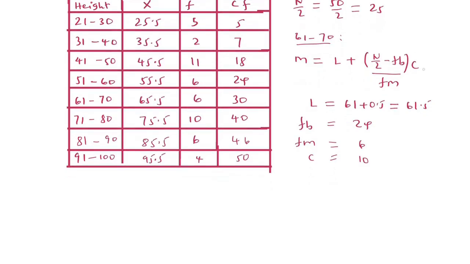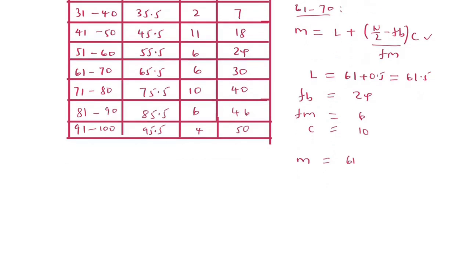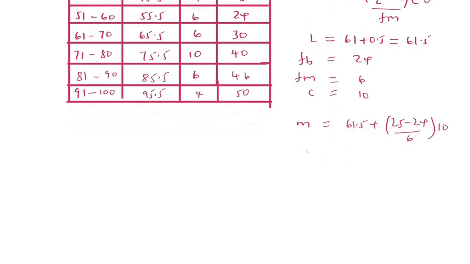Now let us substitute these values into our formula. Then our equation is going to be median equals 61.5 plus, in brackets, 25 minus 24 over 6, times 10. Solving this, we are having median equals 63.167 centimeters.